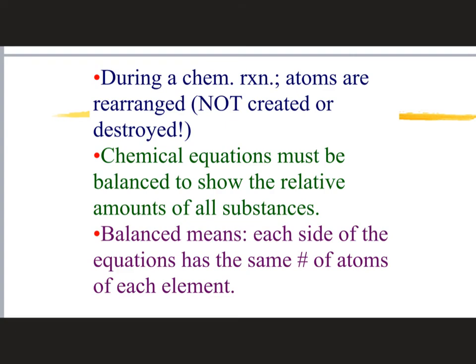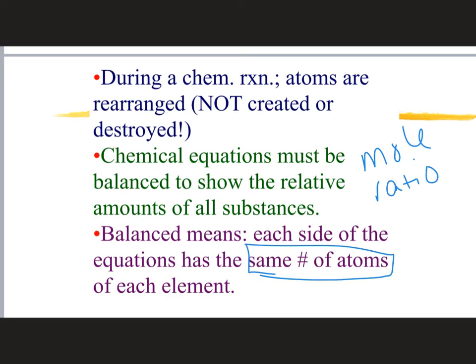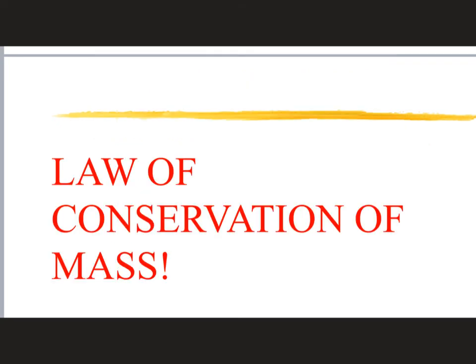So we have to make sure that we're not adding in extra atoms or letting atoms disappear on us when we balance them. So the equations have to show how much of each molecule. This is what we're going to be calling the mole ratio when we get into stoichiometry next week. So our goal here is to balance so that you have the same number of atoms on each side of the equation. The law behind this, of course, is the law of conservation of mass.